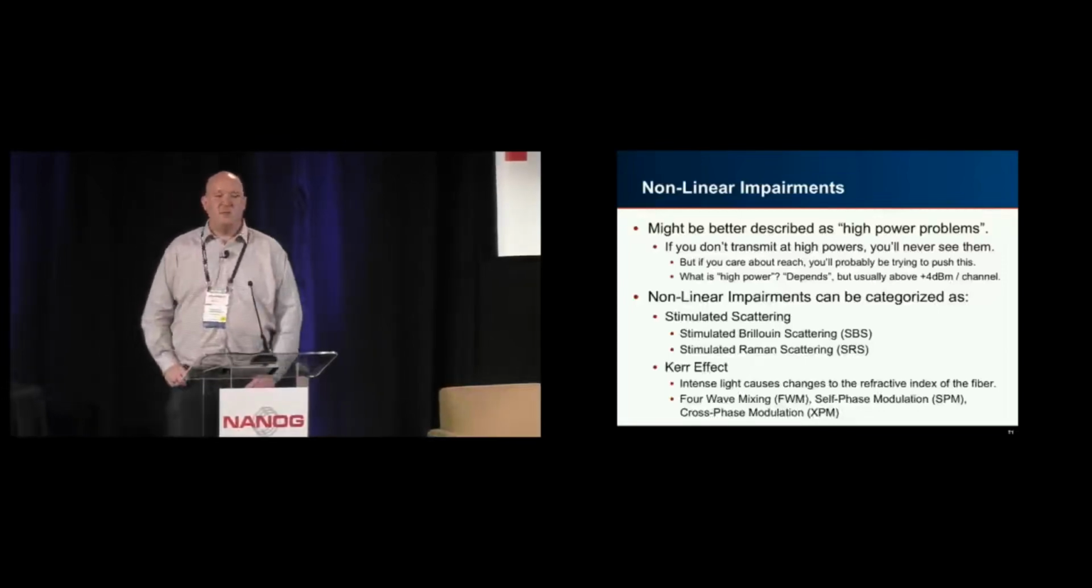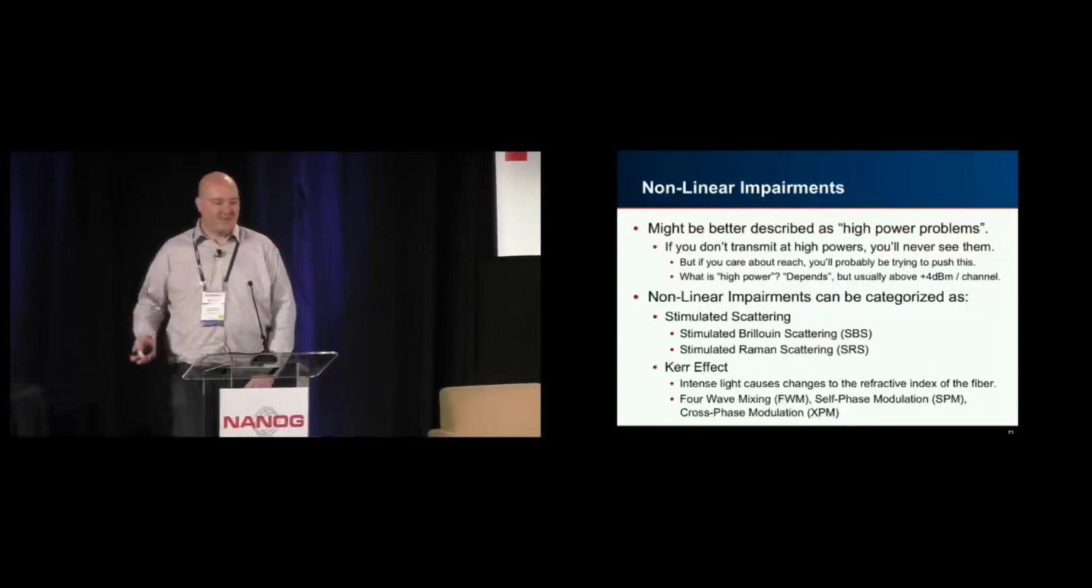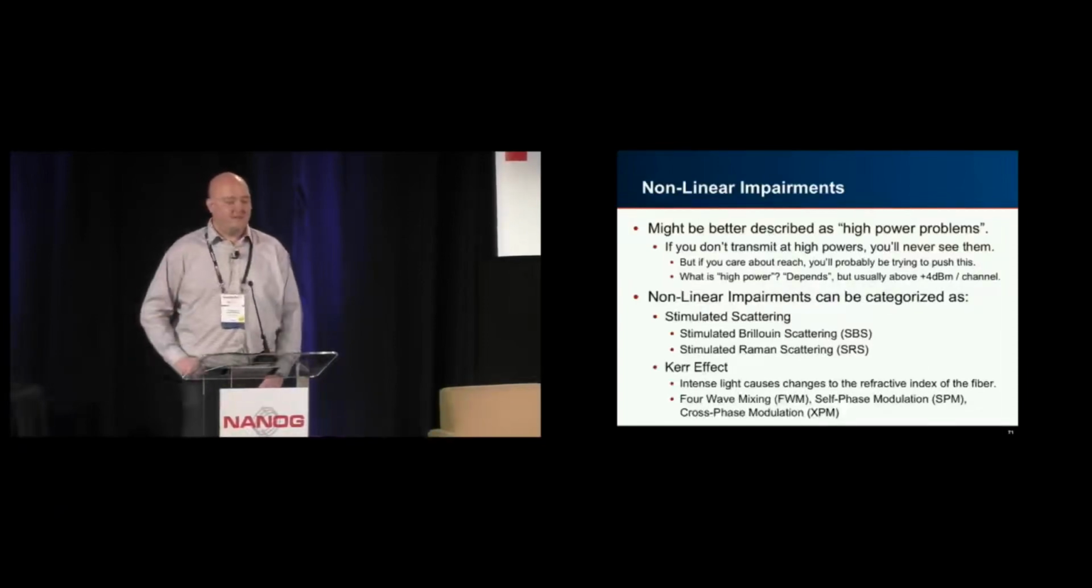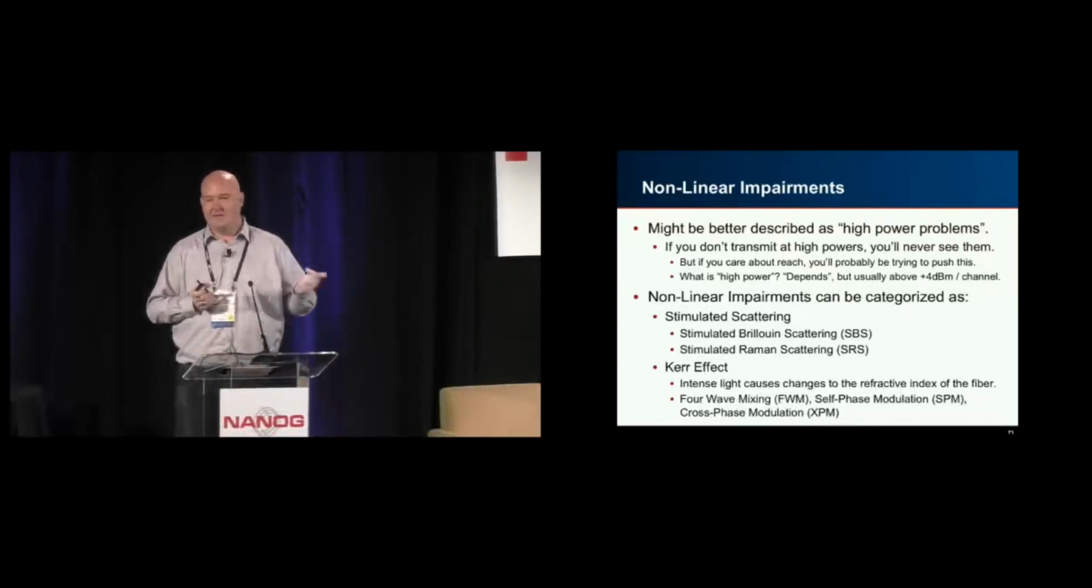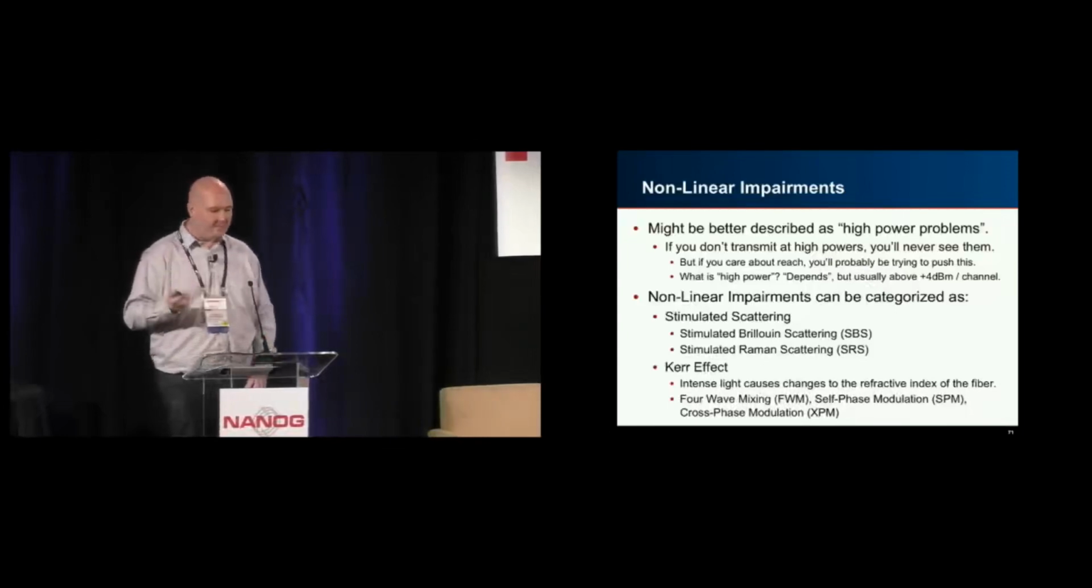So there's two main types of nonlinear impairments out there. The first type is called stimulated scattering, of which there's two types: stimulated Brillouin scattering, called SBS, and stimulated Raman scattering, called SRS. And the other type is called the Kerr effect. What's happening in the Kerr effect is that if the light gets bright enough inside the fiber, the intensity actually dynamically changes the refractive index of the fiber as the bright signal comes in. So it causes a couple of different things. The three big ones are four-wave mixing, self-phase modulation, and cross-phase modulation.